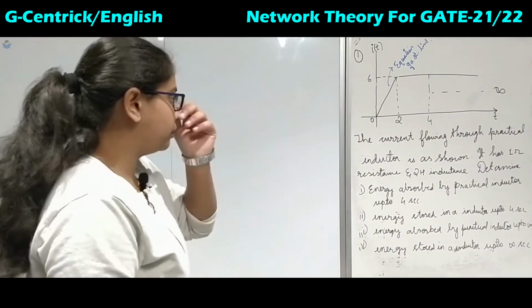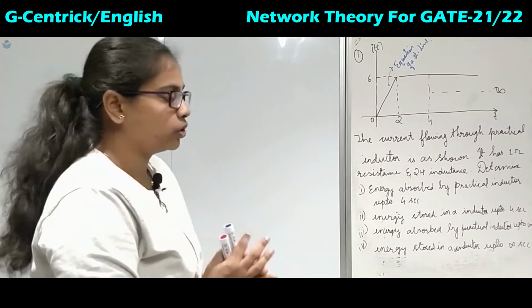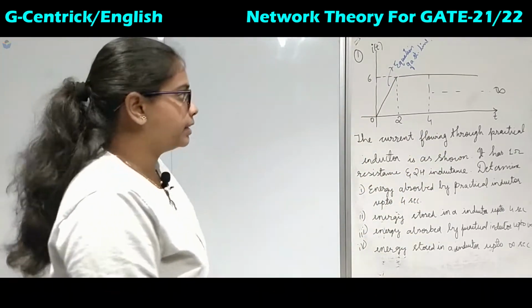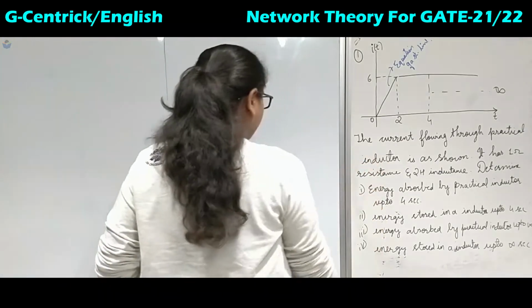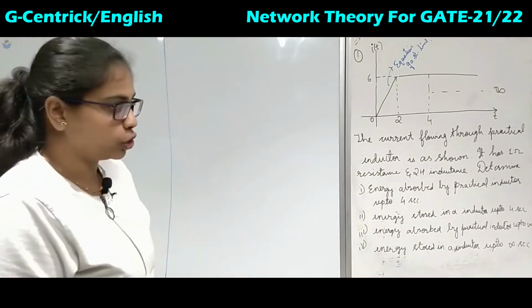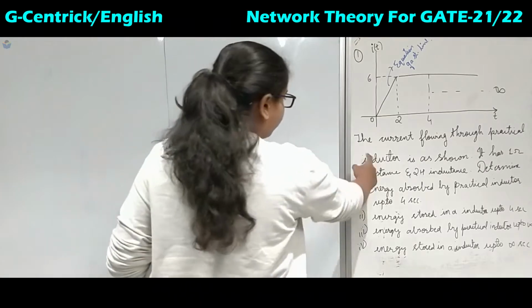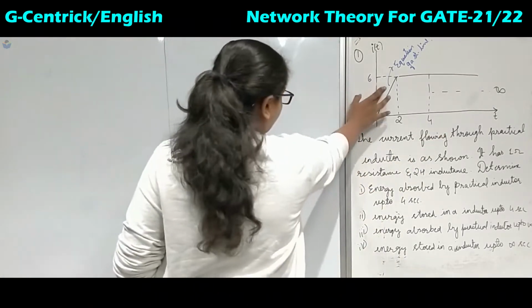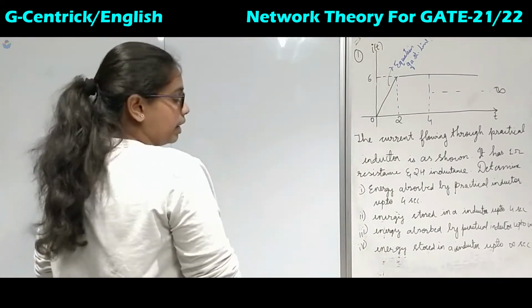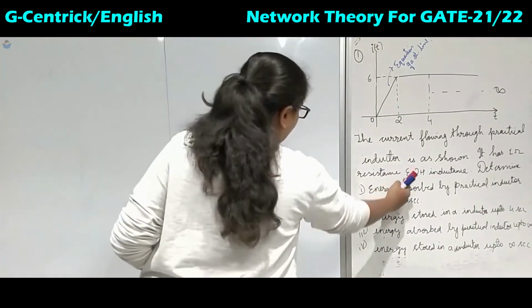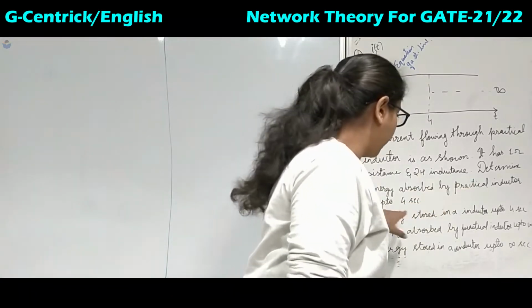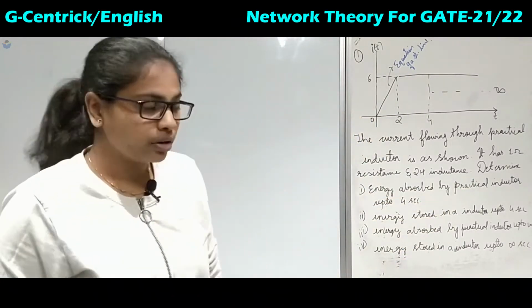So in this lecture we will move on to the next problem. Okay, this is related to energy and it has been asked in the GATE exam. So now this is a graphical type of question. What we have to find: they have given us the current flowing through the practical inductor as shown, and the resistor value is 1 ohm and the inductance value is 2 Henry. So we have to determine the energy absorbed by the practical inductor up to 4 seconds.